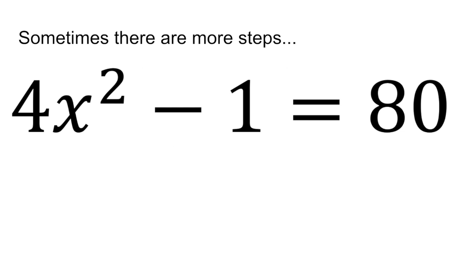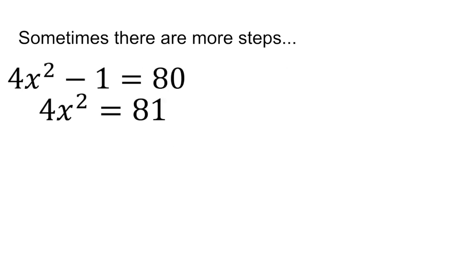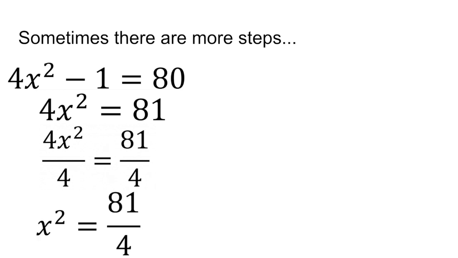So if we want to isolate the x squared term, let's use inverse operations. First, let's add 1 to both sides. Now we have 4x squared equals 81. And now to get x squared by itself, let's divide both sides by 4. So now we have x squared equals 81 over 4.